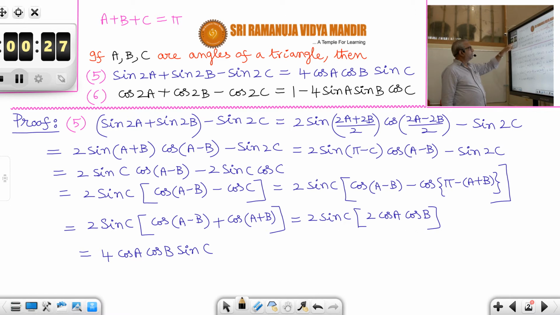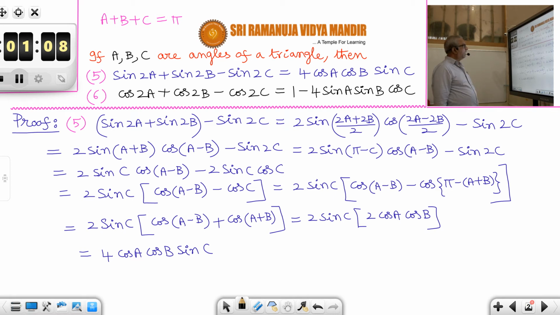Let us see. If A, B, C are angles of a triangle, then number 5, sin 2A plus sin 2B minus sin 2C is equal to 4 cos A cos B sin C. Number 6, cos 2A plus cos 2B minus cos 2C is equal to 1 minus 4 sin A sin B cos C.